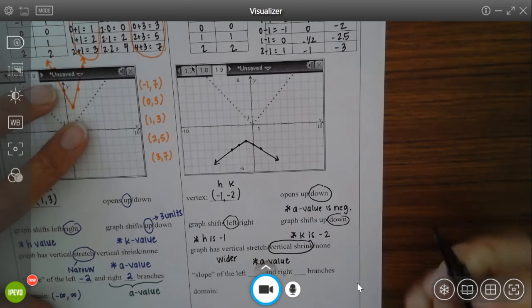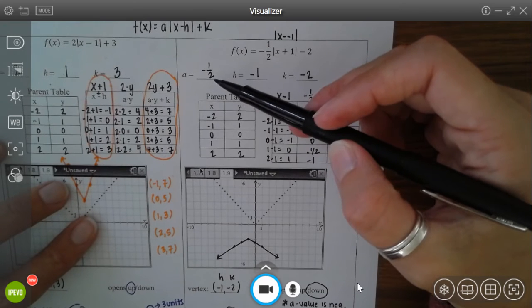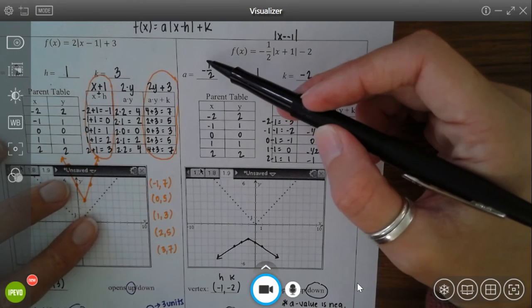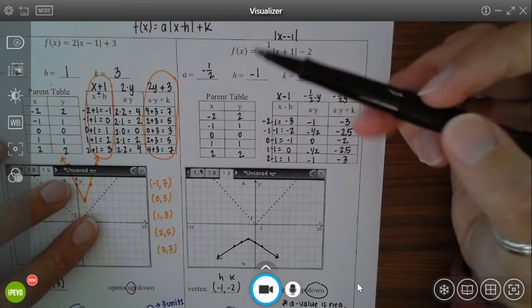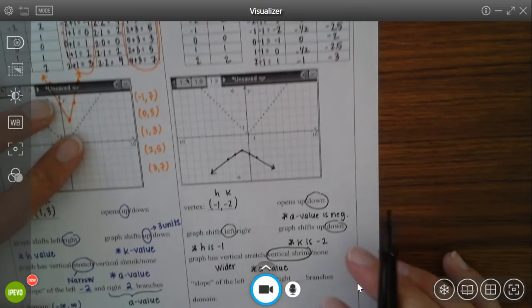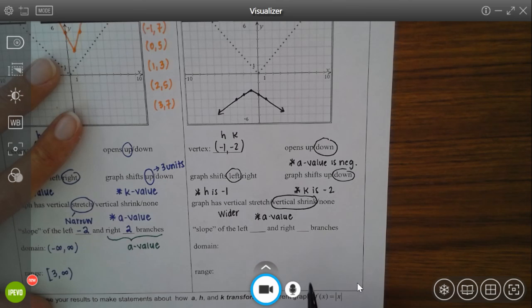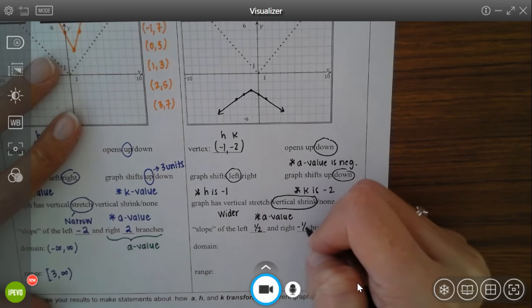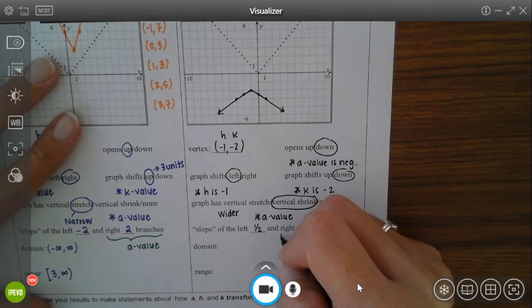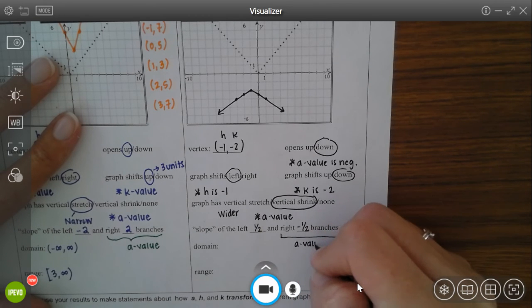And in this case, it's because our a value is, I know that it's negative, but again, the negative only has to do with the reflection. But since the a value is a value that's between 0 and 1, or a fraction between 0 and 1, that's what makes this graph wider than the parent graph. So our slope of our left branch would be +1/2, and our slope of our right branch would be -1/2.